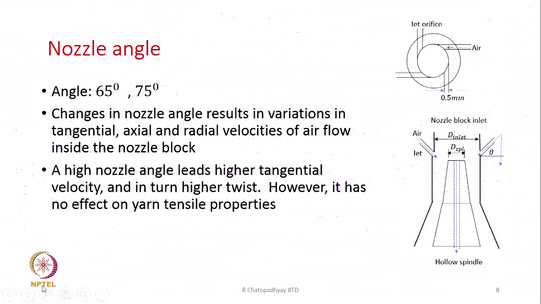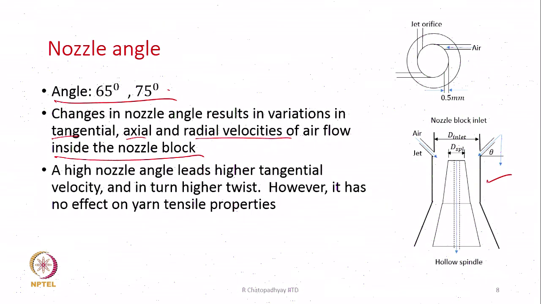Now, nozzle angle. See here the diagram is shown here. The nozzle block inlet, and this is the spindle, hollow spindle, and these are the nozzles. There will be 4 nozzles and they are placed at an angle. This angle typically is 65 degree or 75 degree or maybe some other value, but typically these are the angles. The changes in nozzle angles result in variations in tangential, axial and radial velocities of the airflow inside the nozzle block.